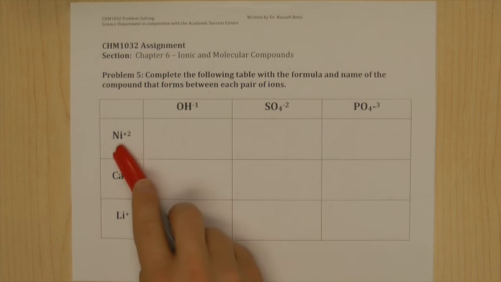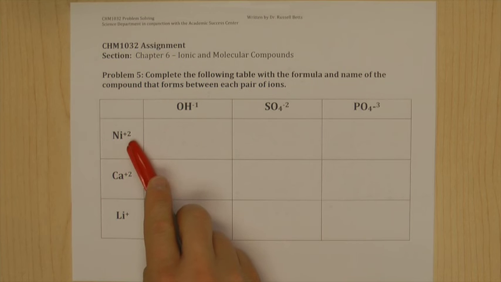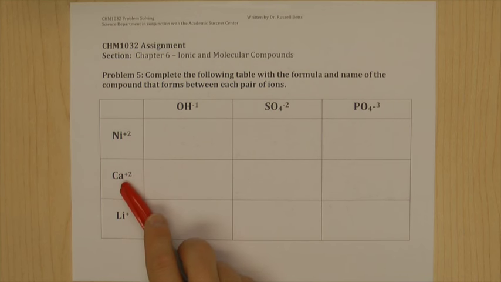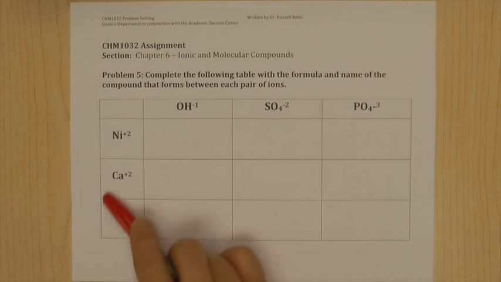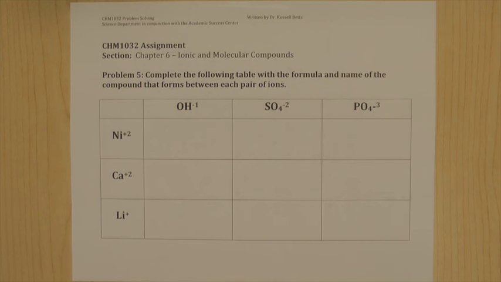So nickel could be any number of different cations, so we have to give it a Roman numeral. It is a transition metal, so it has to have one. Calcium and lithium are not transition metals, nor are they tin or lead. So we will not actually use Roman numerals for these two. It's actually not proper to use them, so we'll leave them out.